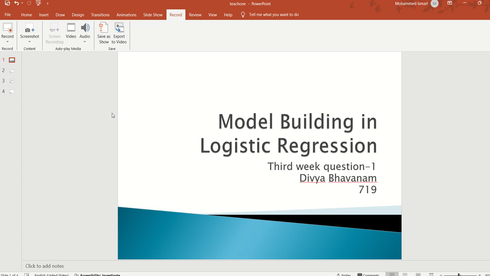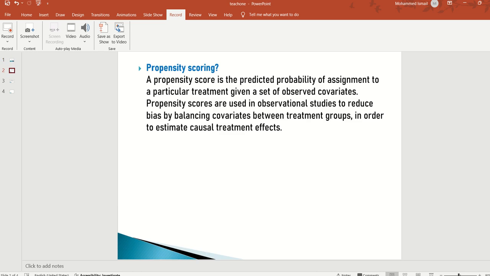For the final week of Teach One, my topic is model building in logistic regression, specifically propensity scoring. So, what is propensity scoring? A propensity score is a predicted probability of assignment to a particular treatment given a set of observed covariates. Propensity scores are used in observational studies to reduce bias by balancing covariates between treatment groups in order to estimate causal treatment effects.